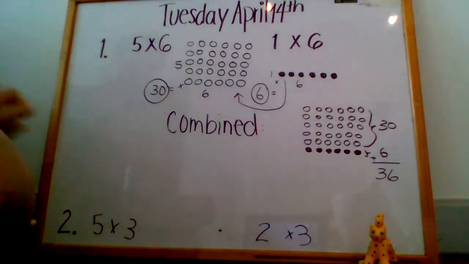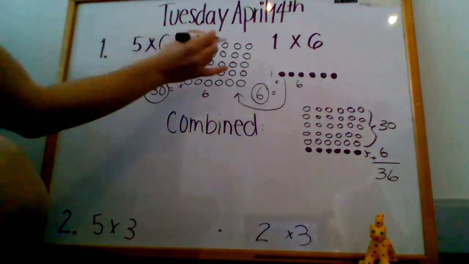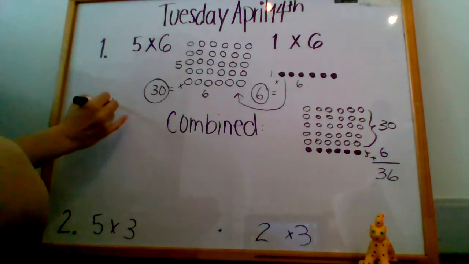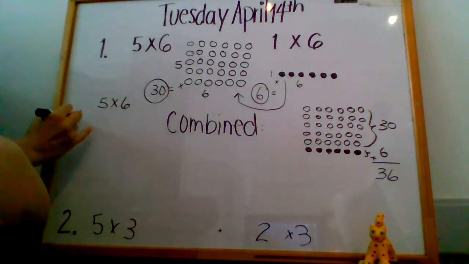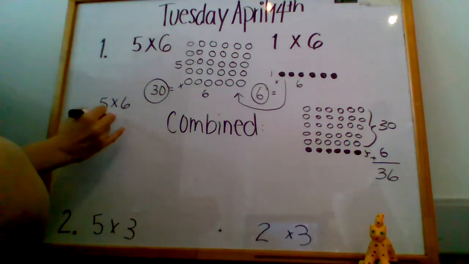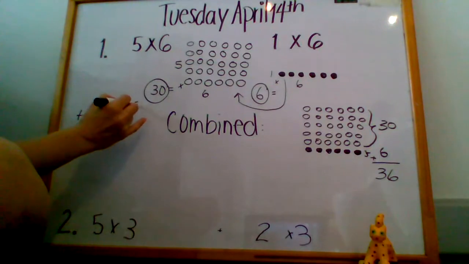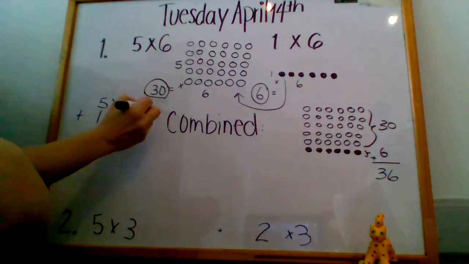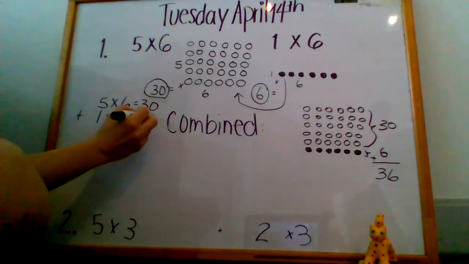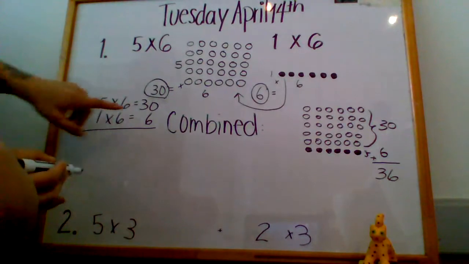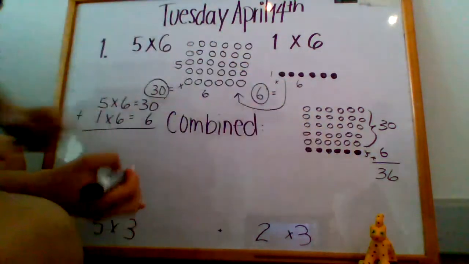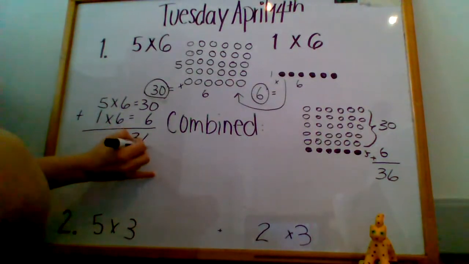Now, let's take a look at this. I'm going to do it over here. I have 5 times 6, and then I added it to the array 1 times 6. 5 times 6 equals 30. 1 times 6 equals 6. Now, let's start over here. 30 plus 6, we got 36. Awesome.